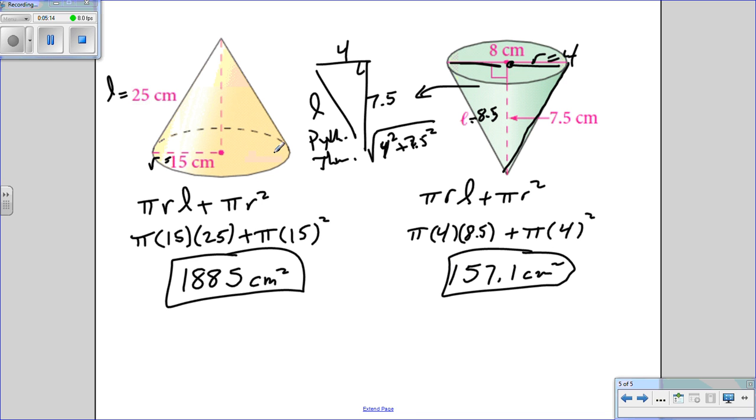Those are some examples of how to find the surface area of cones and pyramids.